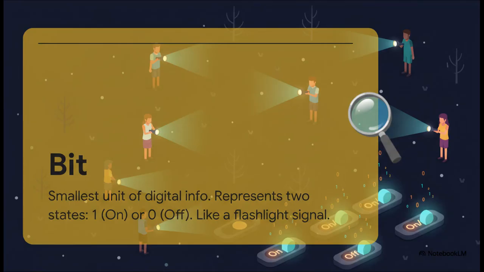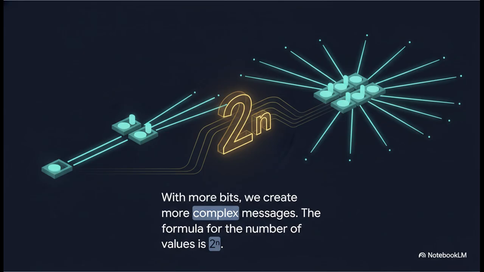So the smallest possible piece of information in the entire digital world is called a bit. And a bit can only be one of two things: a 1 representing on or a 0 representing off. The source material gives us this fantastic analogy. Imagine you're with a friend in a dark field and all you have is a flashlight. A quick flash of light, that's a 1. No flash, that's a 0. That's it. That is the entire language at its most basic level. And this isn't just a cute analogy. It perfectly mirrors the physical reality inside every computer, where billions of tiny electronic switches are at any given moment either on or off.